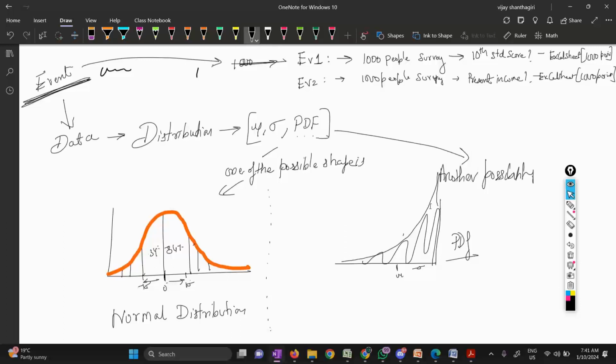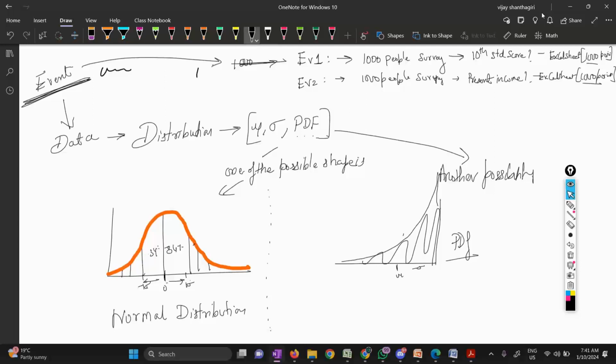But some people will agree to tell you the 10th standard score, but some people will tell you the 10th standard score, but income they will not disclose. It's like, why do you want that? Both things can happen. So some people will not share the salary also. So you are not sure that all 1,000 entries are there.